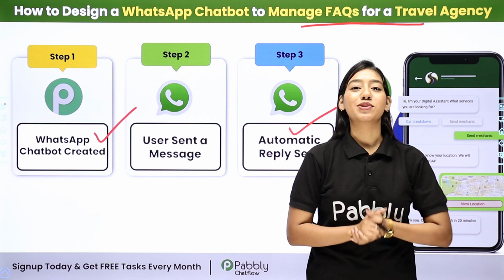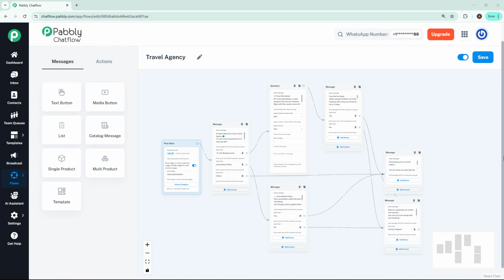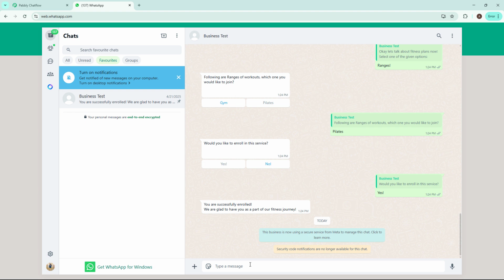So if you want to learn how to create this amazing chatbot, let me take you to my screen. This is the chat flow that I have created to respond to repetitive questions for our travel agency. Before we get into how I created this chatbot, let's first see how it works with a real-time example. And for that, let me take you to my WhatsApp. Here we have arrived on my WhatsApp screen.